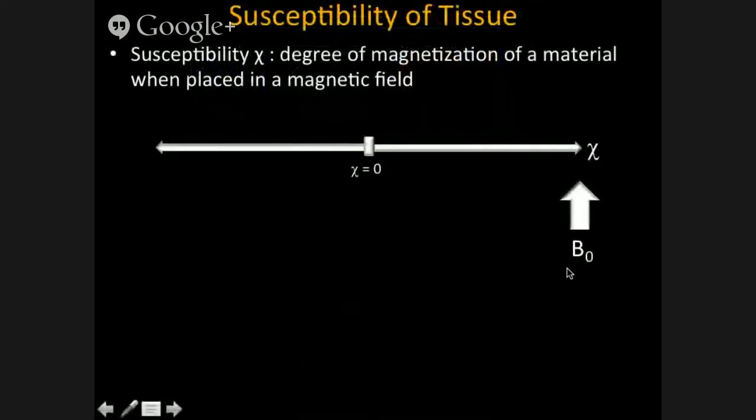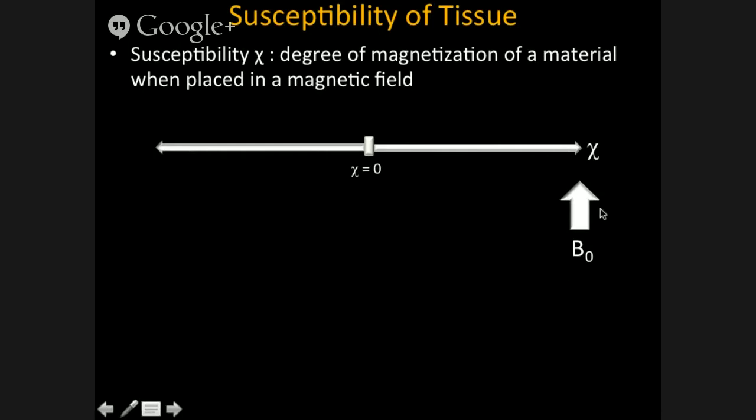So now I want to switch to a totally different topic. It is about susceptibility of tissue. And at the end of the talk, I'll try to tie these two topics together. So this susceptibility I denote with chi, and this is the amount of magnetization a material feels when it is immersed in an external magnetic field.